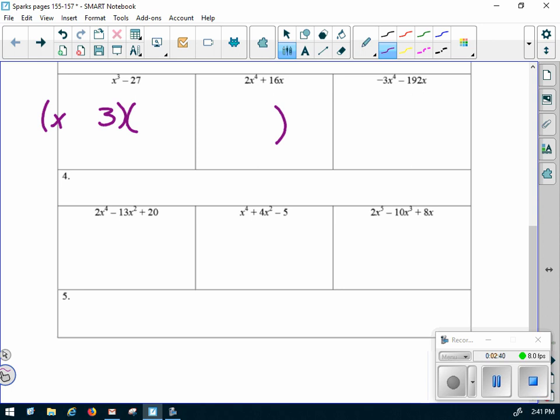In your trinomial, the first term in the trinomial is the first term squared. The last term in your trinomial is the last term squared. Do you remember how to find the middle? It's this times this, x times 3.